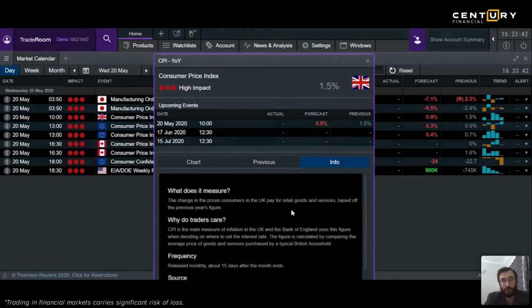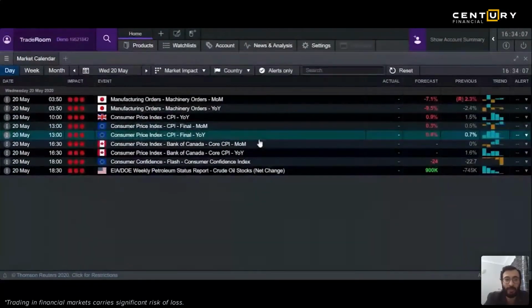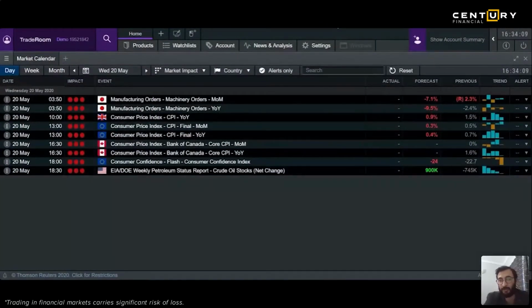It measures the change in the prices consumers in the UK pay for retail goods and services. Why do traders care about this? Because this is a measure of inflation in the UK, and the Bank of England would use these numbers to decide where to set the interest rates. What is the frequency? This is released monthly, about 15 days after the month ends. And what is the source? UK Office of National Statistics. So everything is given on the platform itself if you want to read about it. Consumer Price Index, this is the inflation data. This is one of the most important news.